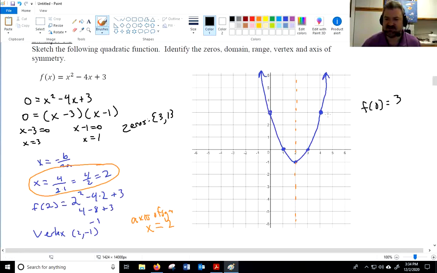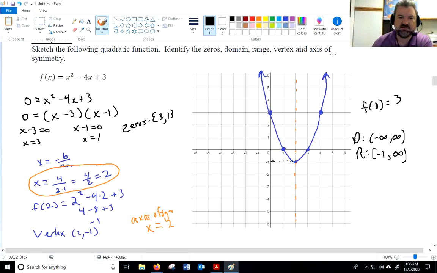Last thing we need to do is identify the domain and range. So the domain of this function is negative infinity to infinity. Graphically, you can see the domain is that because it goes forever left and right. This graph will continue to get wider and wider. And the range has a lowest value at negative 1 and goes up from there. We also know that the domain is negative infinity to infinity because that's our default domain unless there is a divide by x or a square root, something like that. Okay, let's move on.